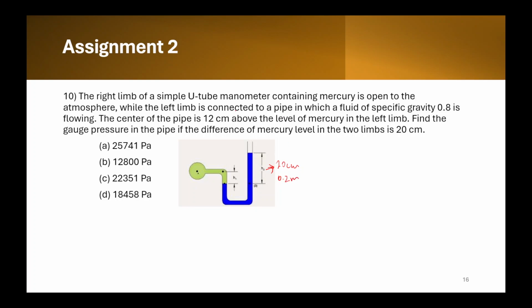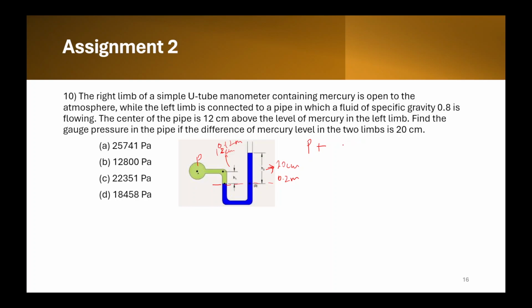Now it is given that the center of the pipe is 12 centimeter above the level of mercury in the left limb. Center of the pipe is 12 centimeter above. So this H1 is 12 centimeter or 0.12 meter. Now we need to find the gauge pressure. So there will be some pressure exerted here. So P, and we will use the manometer equation, and this will be the reference line again.